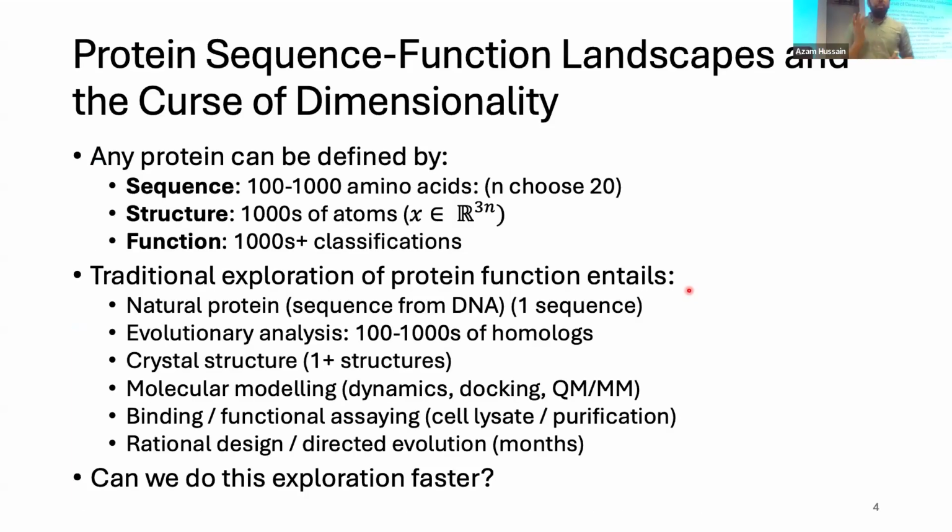So first thing, proteins. You can represent them as a sequence, as a structure, or as whatever biological function they do. The problem is that none of those are low dimensional spaces. Any protein sequence is n choose 20, so a 400 amino acid protein is 400 choose 20 different possible combinations, which is too much. Structure is continuous in Cartesian coordinates, so you can't even make it discrete. And function has thousands of classifications.